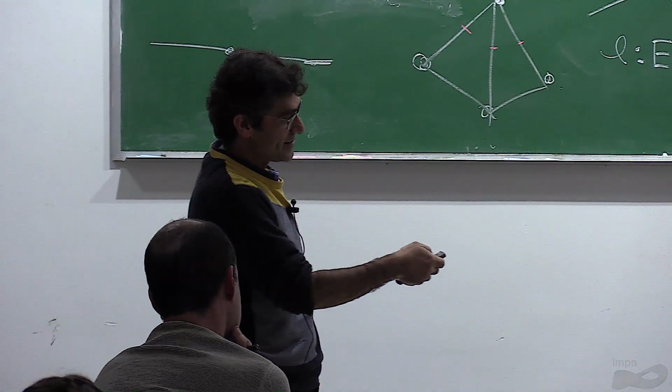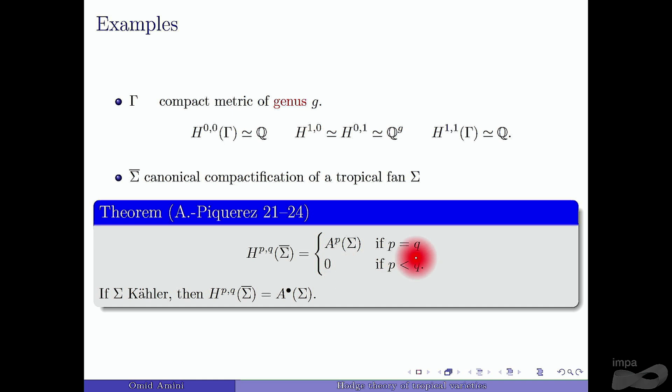But basically, this result tells you that you can describe the Chow ring of any fan as the Hodge part of the cohomology of sigma bar. So if you calculate H^{p,q} of sigma bar, in bidegree p equal to q it gives you A^p. You have vanishing, and if your sigma is Kähler, then basically the Chow ring is entirely described.